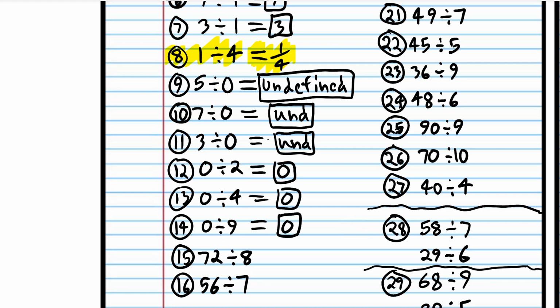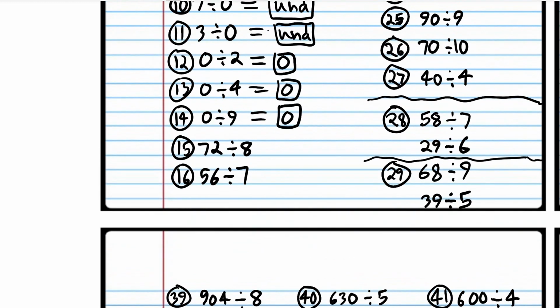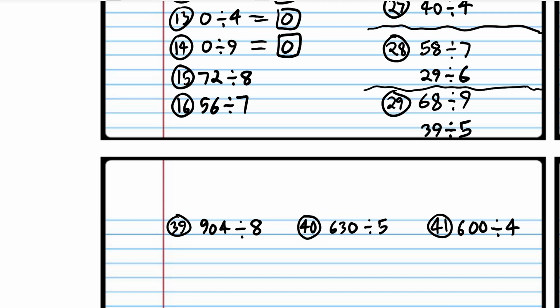All right. Now let's go down to number 15. 72 divided by 8. How many times do we add 8 to go into 72? Well, that's a big number. 72 is a big number. So how are we going to do this? Well, you could add 8 plus 8 plus 8 plus 8. 8 plus 8 is 16, plus another 8 is 24, but that's going to take a while. So how do we do this? Well, you know the answer to that.